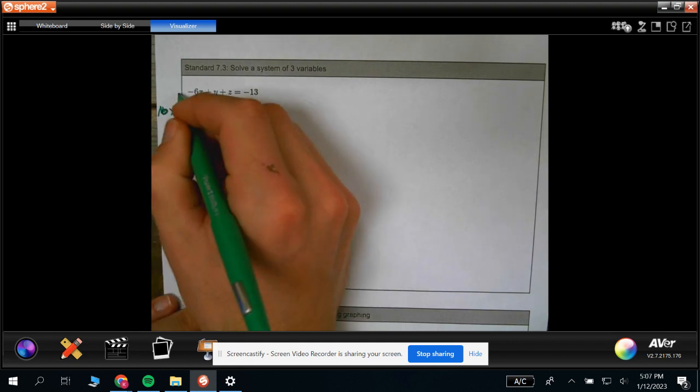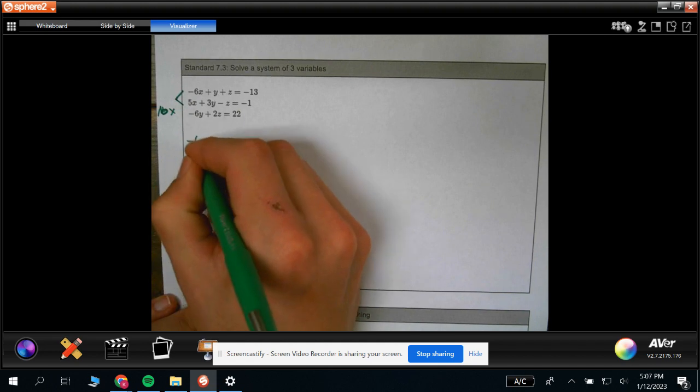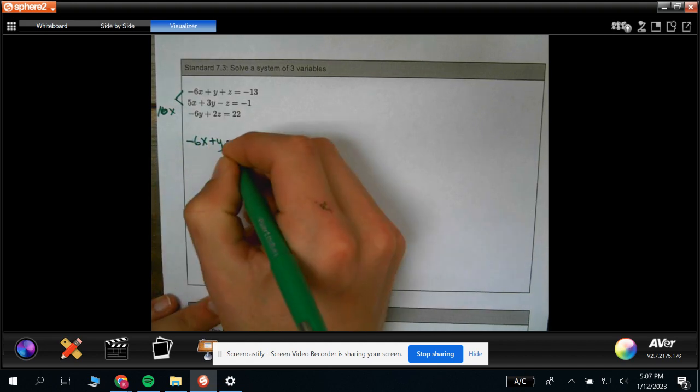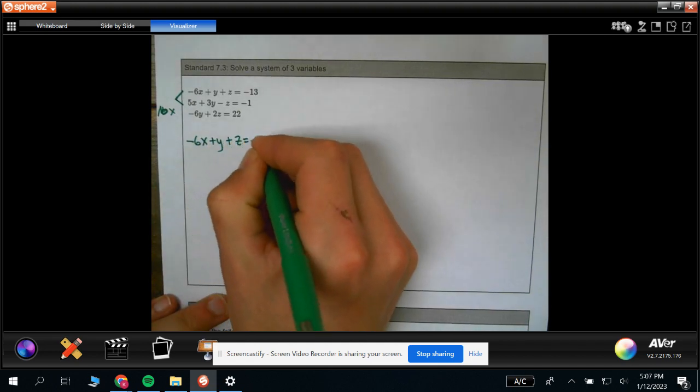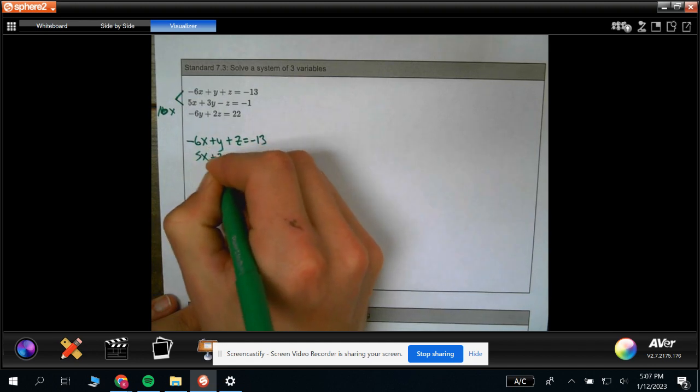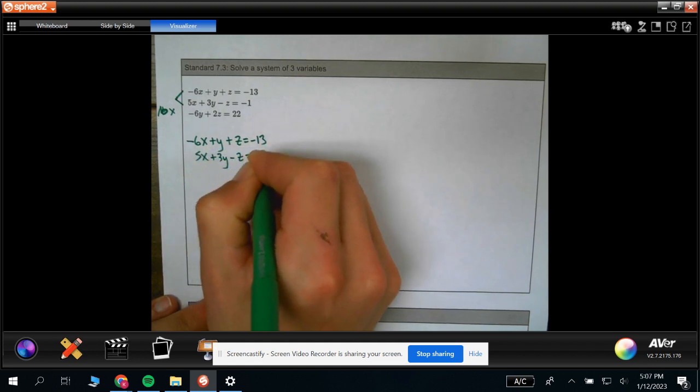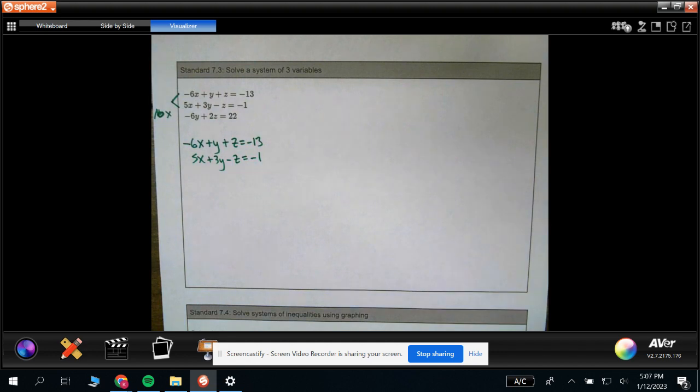So I'm going to take the top two and I'm going to eliminate x. So I'm going to rewrite them here. 6x plus y plus z equals negative 13. 5x plus 3y minus z equals negative 1. Easiest thing to do in these, easiest mistake to make in solving these systems, lack of precision. Be careful. Take your time.